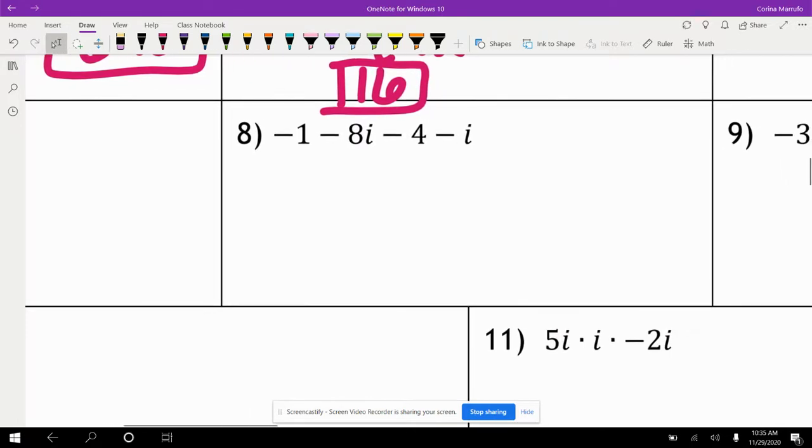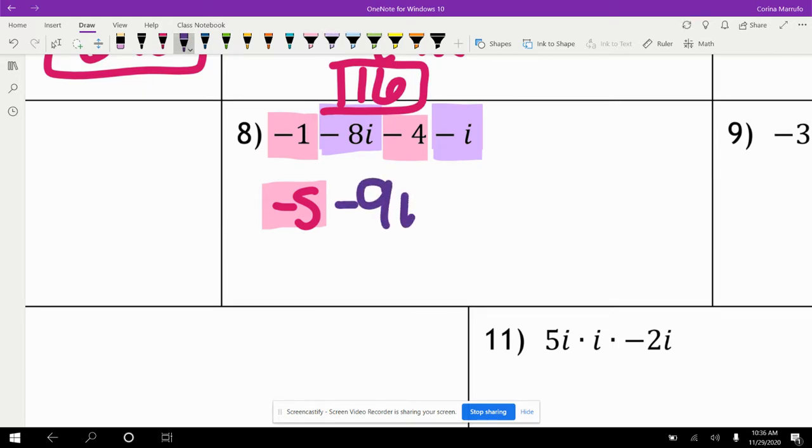Here, just like x's, you can only combine like terms. So -1 and -4, you can combine those. That gives us -5. Then you add your imaginary numbers. -8i and -i is going to give us -9i.